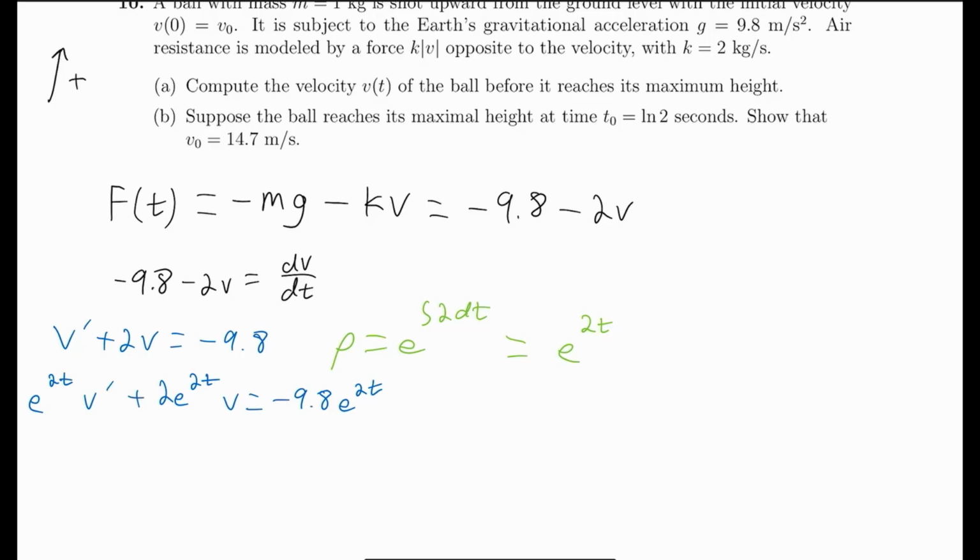Here it's pretty easy to see the product rule that comes out here. That whole left side is e to the 2t v, all prime. Again, this is product rule. Derivative of the first times the second is right here. Derivative of the second times the first is right there. And then our right-hand side is still negative 9.8 e to the 2t.